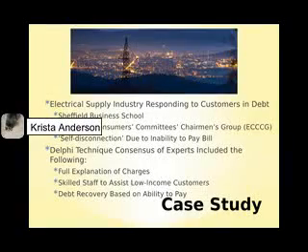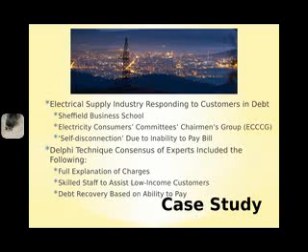Delphi Technique is very beneficial for situations in which precise analytical techniques cannot be used. One such scenario involves electrical supply companies and their responses to customers that cannot pay their bill. This case study examines the use of Delphi Technique by the Sheffield Business School when assessing the Electricity Consumers Committee's Chairman's Group, or ECCCG, and their problem of self-disconnection.